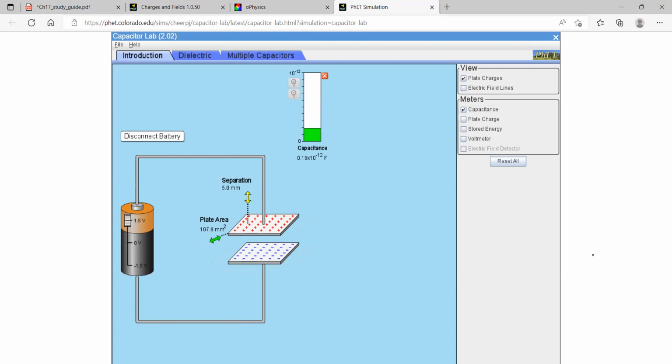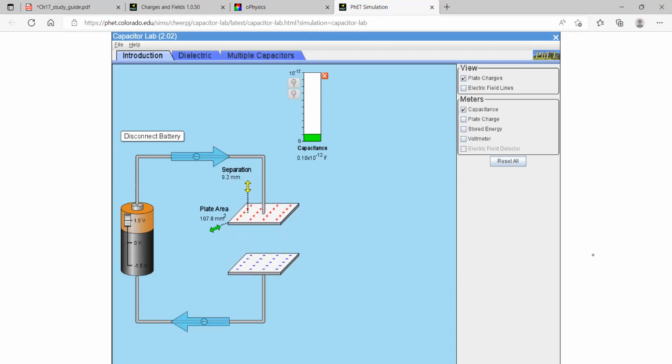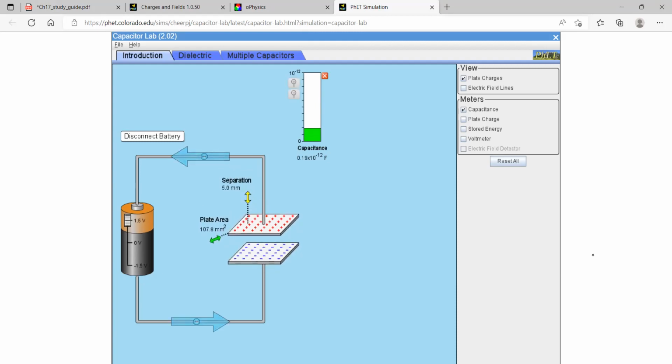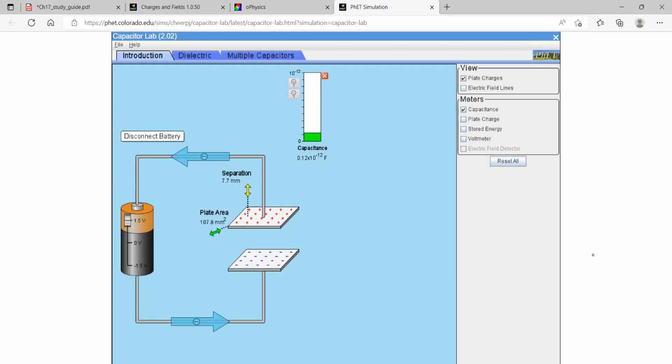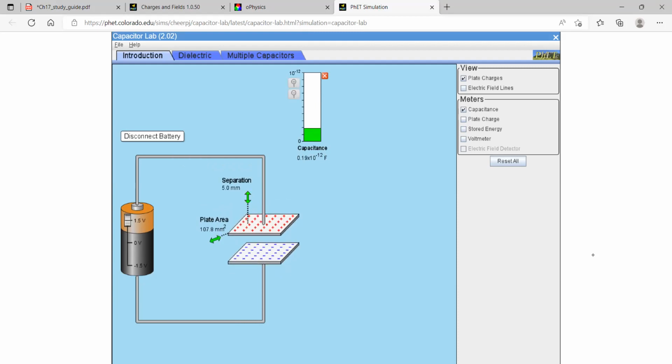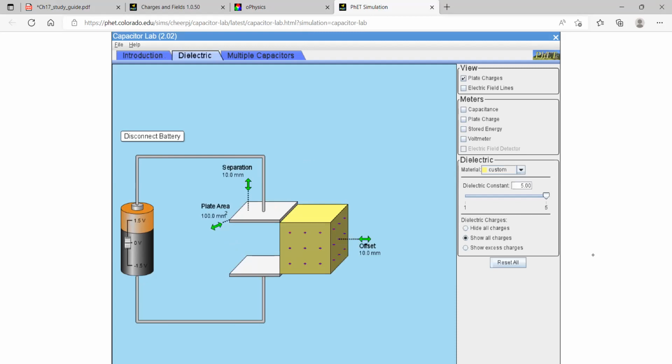And when the separation is small, it looks like this is the lowest separation I can do. So then let's increase. If I increase the separation, you will see that the capacitance decreases. So at 10 millimeter, this is the capacitance bar. When I decrease it, you see that it is increasing. Now if we insert an insulator, you will see that capacitance also increases.